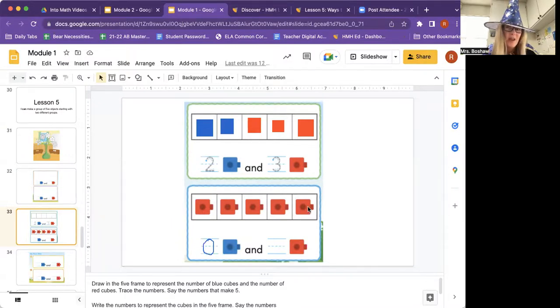Did I have to count it? Well, I know that that's a 5 frame. So if all the squares are filled in, then there are 5. And I write the number 5. Double check that your 5's not backwards, because sometimes we write it backwards. Okay. Pause this video while you do this.